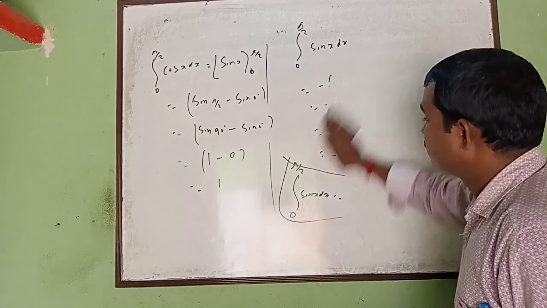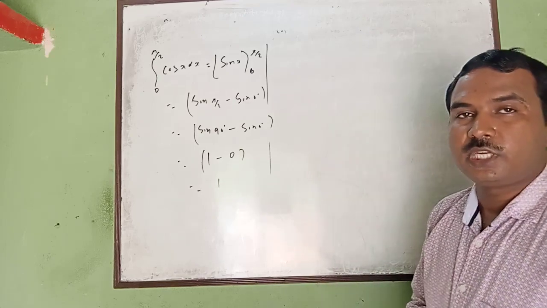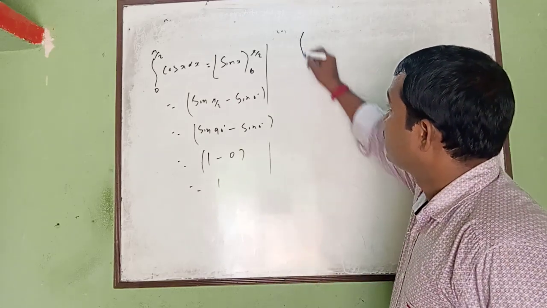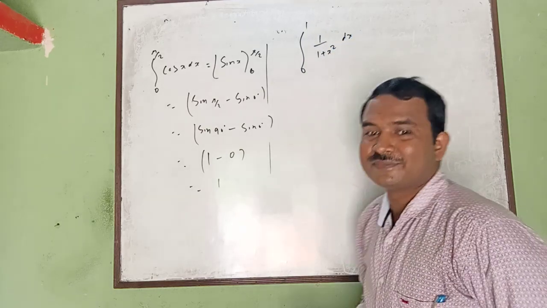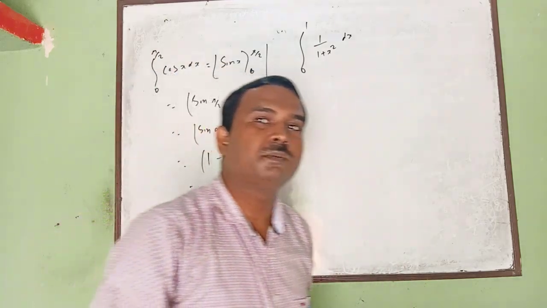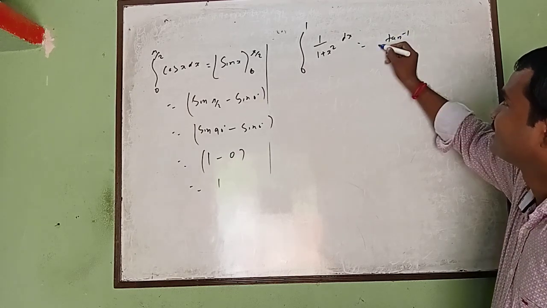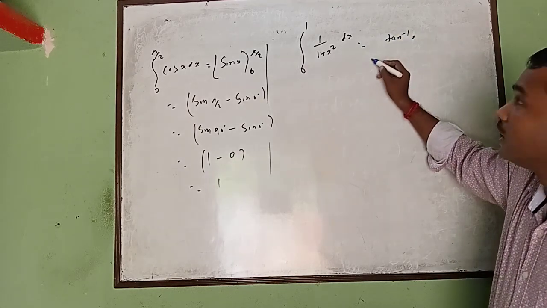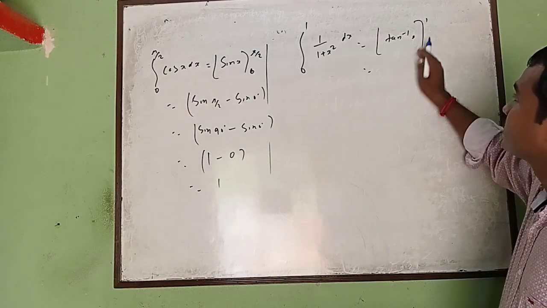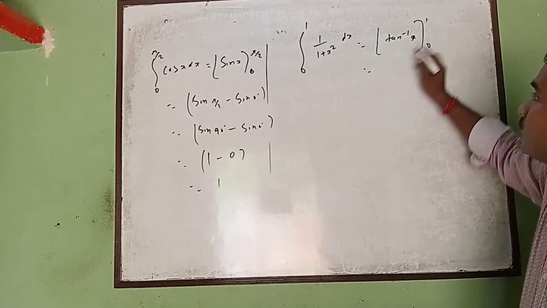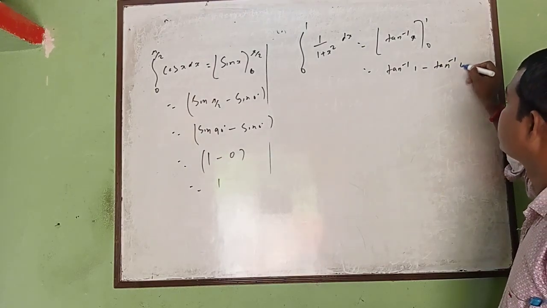If you take it in the form of x square, then what will be the value? Suppose there is the integration from 0 to 1 of 1 by 1 plus x square dx. This is a direct formula. What is the formula of that? You know that this is tan inverse x. Put this limit 0 to 1, at the place of x. So here will be tan inverse 1 minus tan inverse 0.